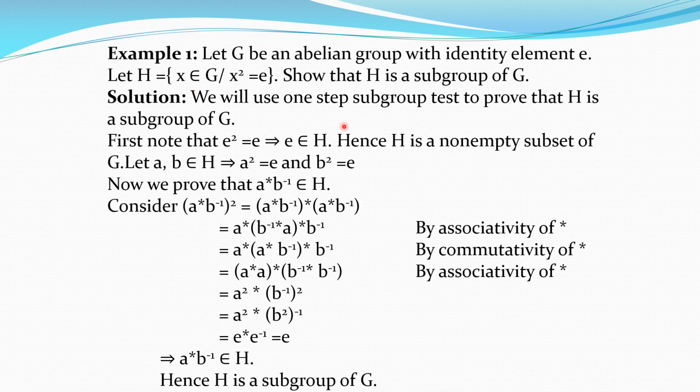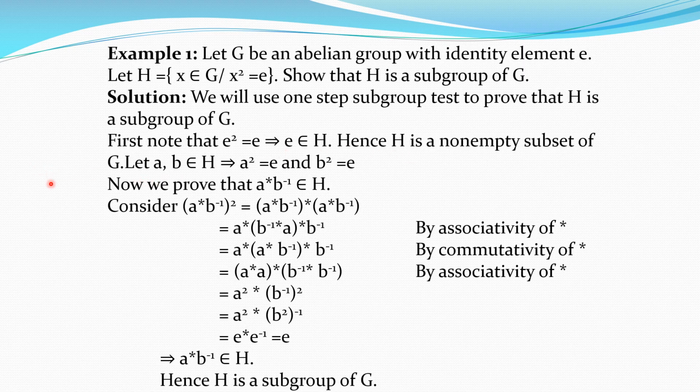Here we will use the one-step subgroup test to prove that H is a subgroup of G. As the members of H are from G only, clearly H is a subset of G. Now, to show non-emptiness, we check whether the element E is present in H. E is the identity element of G, so E is present in G. We check this condition for X equal to E. E squared is identity because E is the identity element, so this condition is also satisfied by E. Hence E is present in H, so H is a non-empty subset of G.